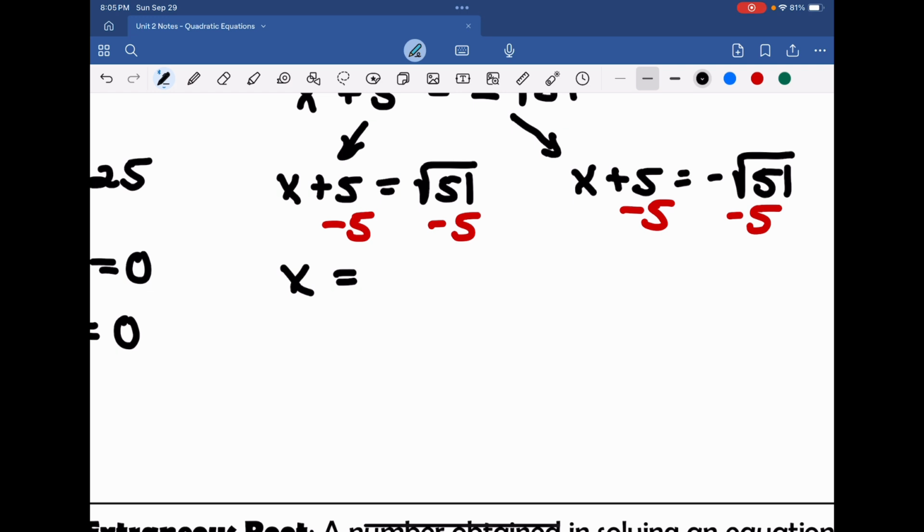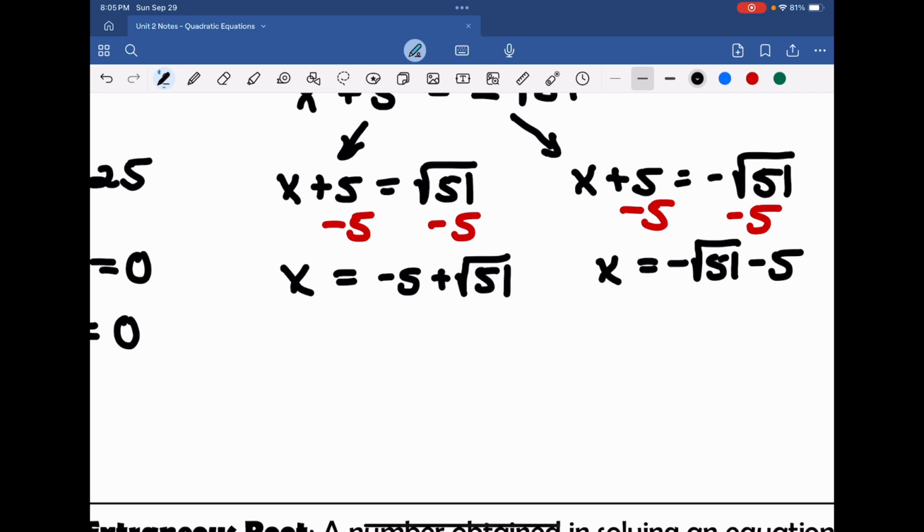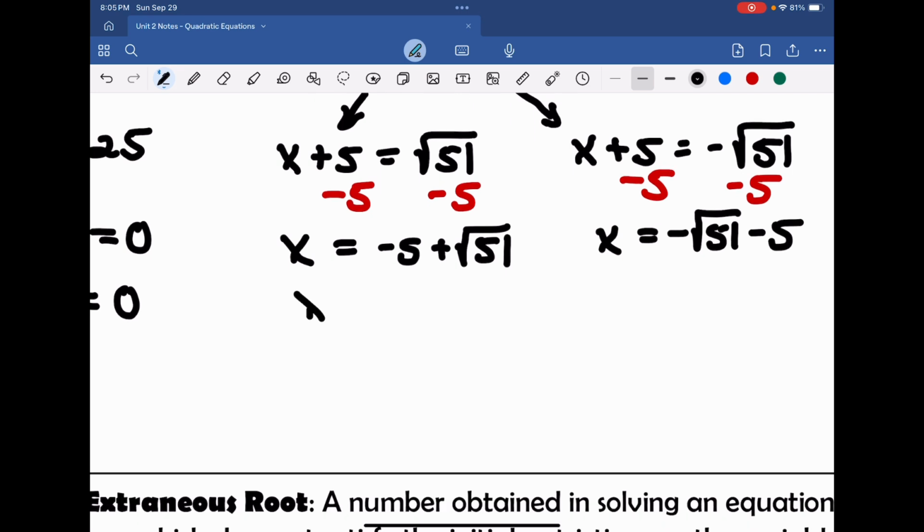This is going to give us x is equal to negative 5 plus the square root of 51. And our other x value, it's going to be x is equal to negative square root of 51. Let's make sure I got that all in there, and the negative on the outside, so negative square root of 51 minus 5. And this is going to give us the following. X is equal to, for the first case, 2.14. For the second case, it's going to be x is equal to negative 12.14.